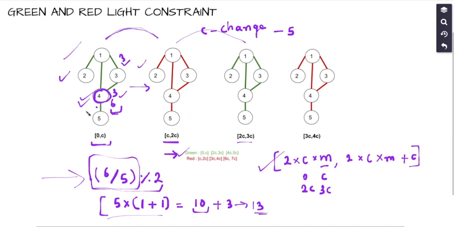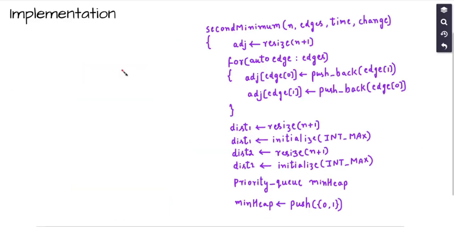So let's see the implementation. So this is the second minimum function, which takes in the number of nodes, the edges array, the time variable and change variable. I declare an adjacency list that is going to store the graph, and I build the graph from this edges array. So I create bidirectional edges, then I resize the distance 1 array and distance 2 arrays and initialize them with a very large value, and then I declare a priority queue or a min heap, and I initialize this min heap with the source vertex.